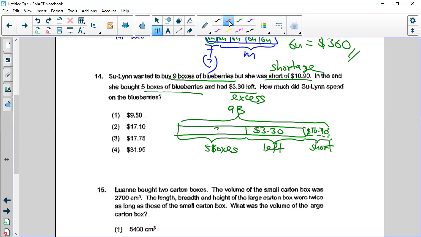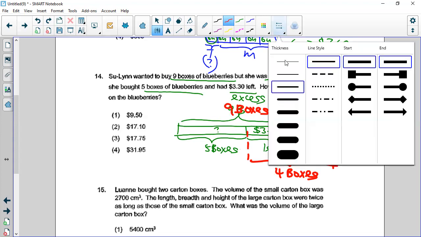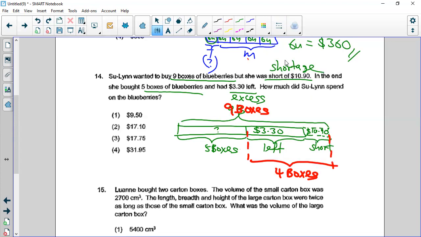You look at the boxes and see how many more boxes here. So 9 minus 5, you get 4 boxes. And how much is 4 boxes? You add the numbers inside. So $3.30. I'm going to use my calculator so we can do it a bit faster. So 4 boxes is $3.30 plus $10.90, and you will get $14.20. And then the next step, you find 1 box, and you divide by 4.